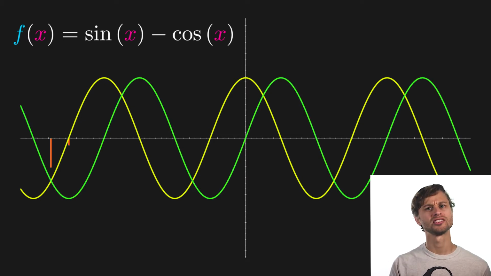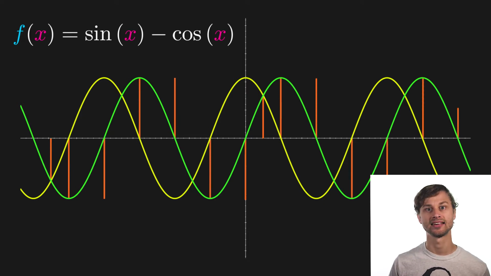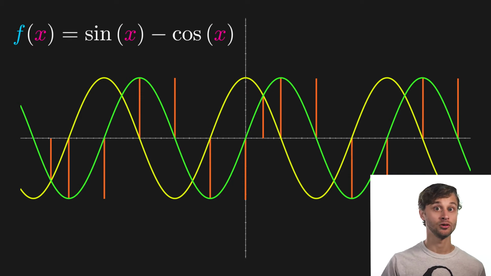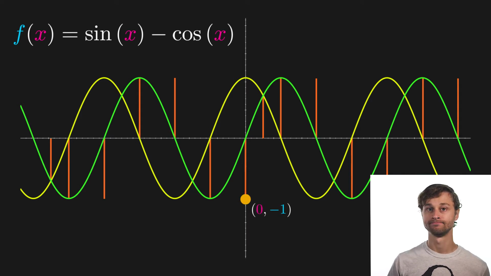So let's look at some important points for this function. For instance, what happens at x equal to 0? At x equal to 0, the sine function is equal to 0, but the cosine function is equal to 1. So the value of the function at x equal to 0 is negative 1. Let's look at some other important points as well.